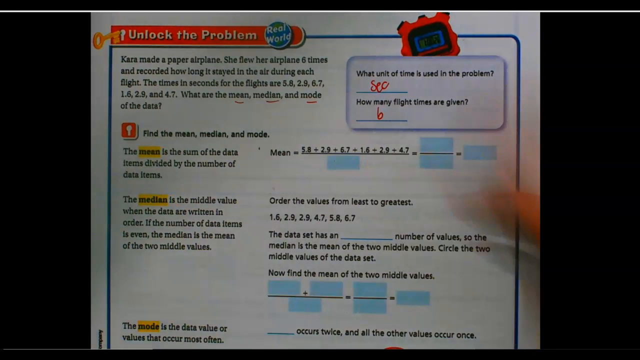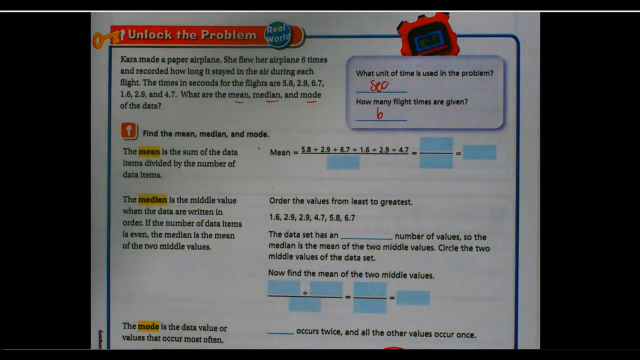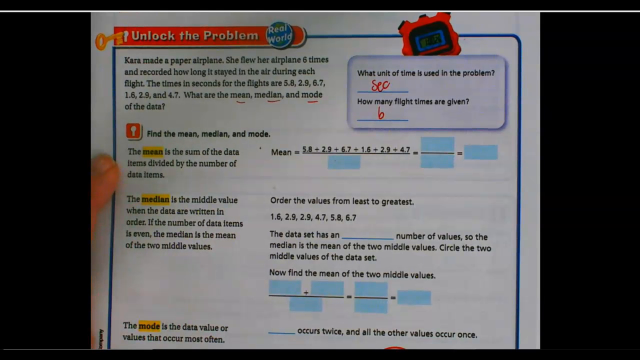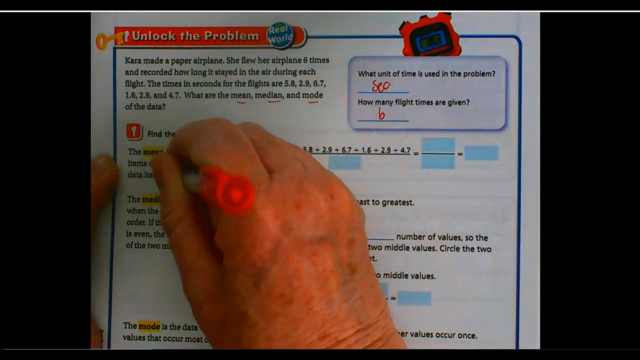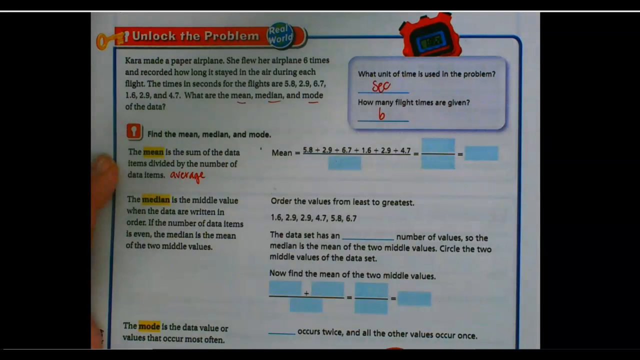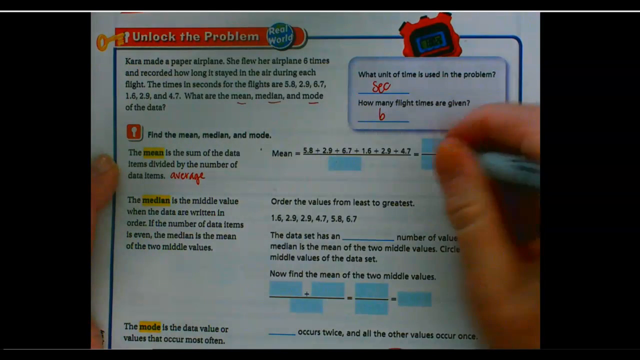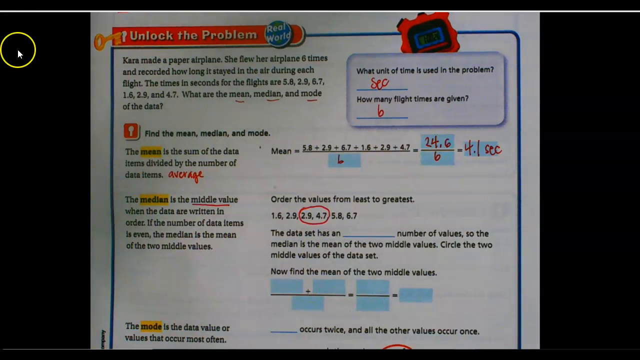I don't know if you have been exposed to any of these, but we're going to pretend you haven't been, unless you did it through Khan Academy. First of all, the mean is the sum of the data items divided by the number of data items. Sometimes you hear of that as your average. So we add these up and we get a sum that we will divide by 6. I'm going to pause here while I do that.